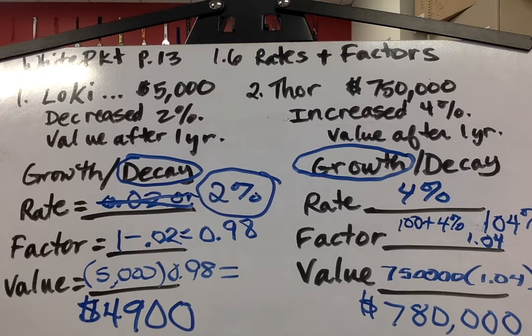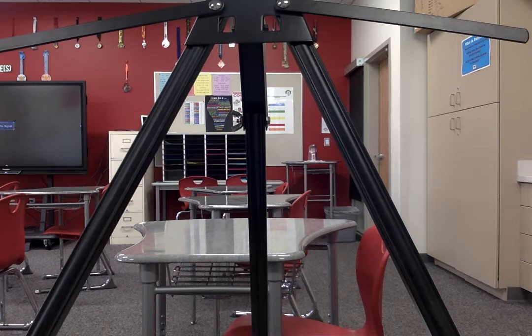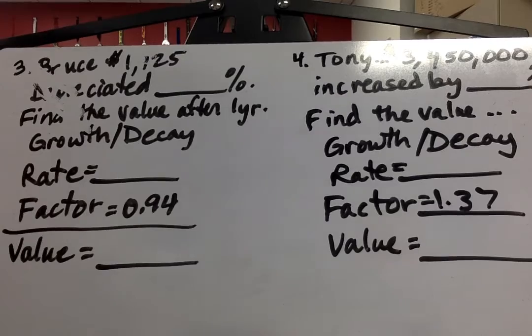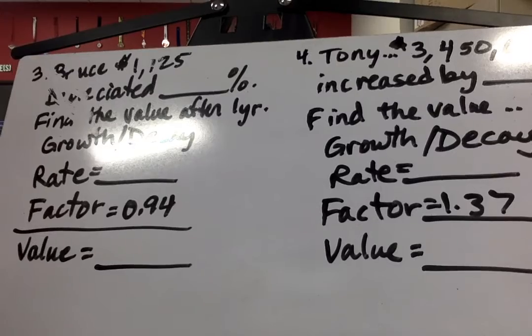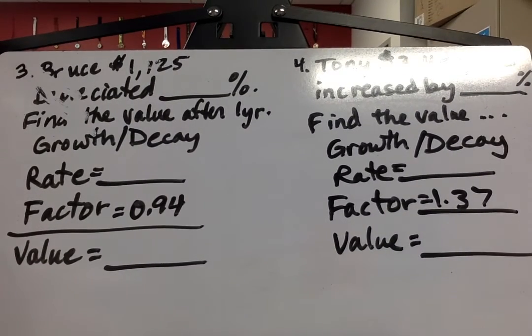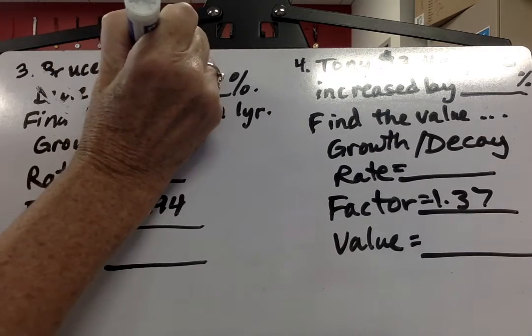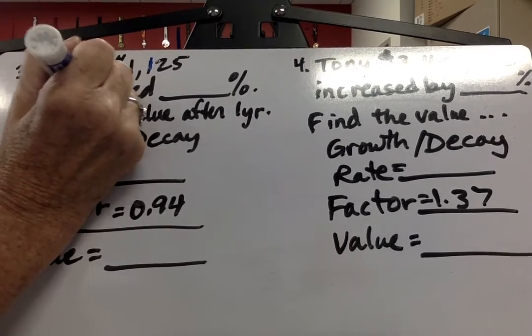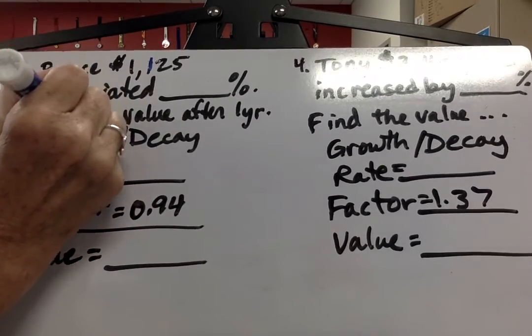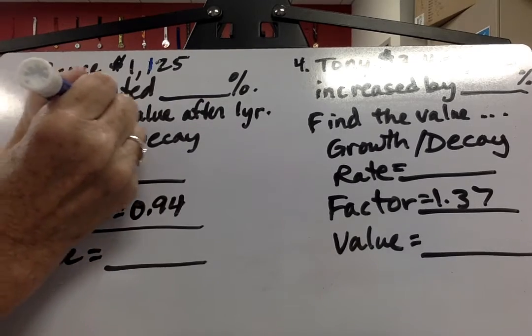Okay, let's do a couple more. Okay, Bruce bought a phone. We'll start with this one. Bruce bought a phone for $1,125. It depreciated or went down in value. We don't know how much. Find the value after 1 year.